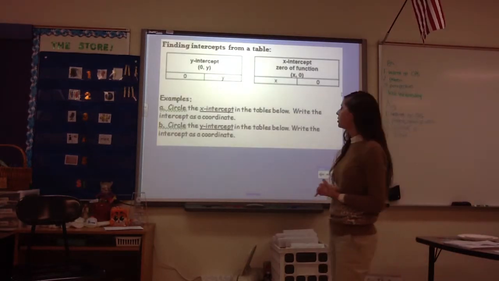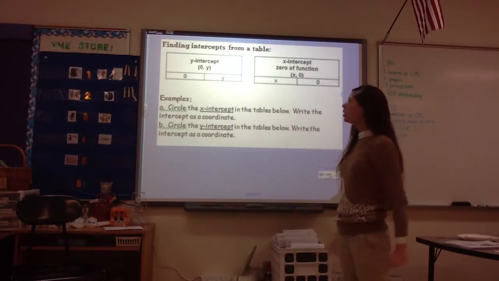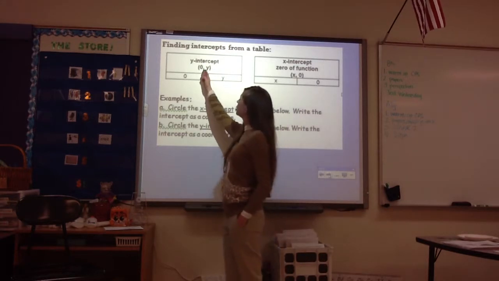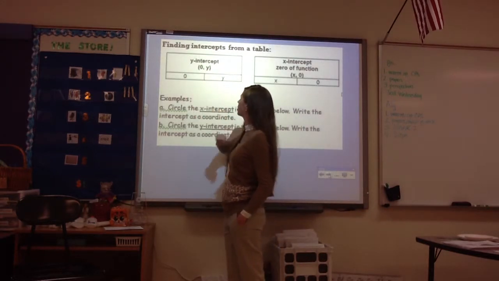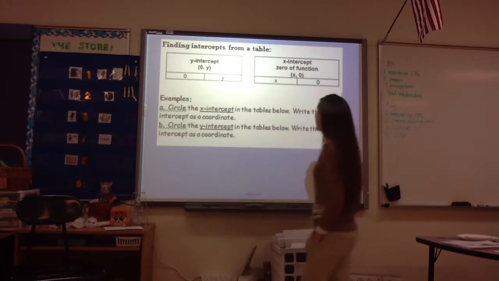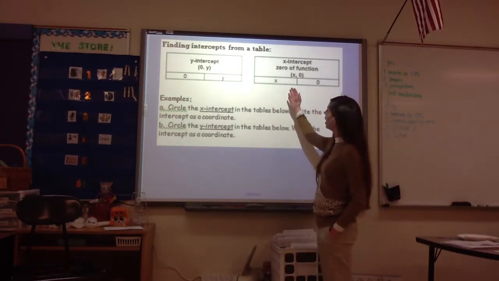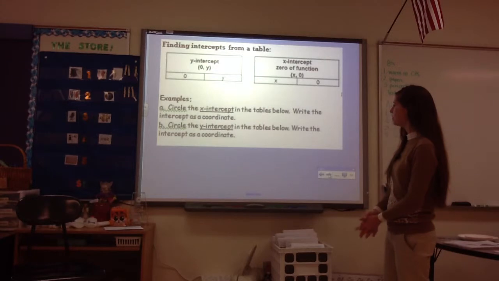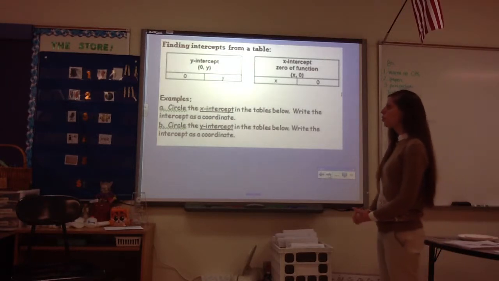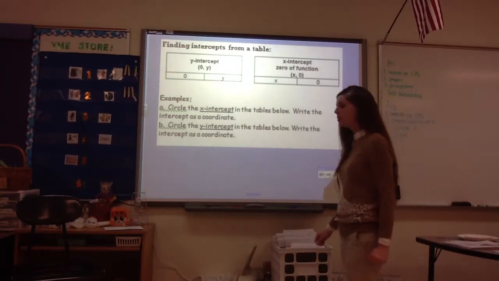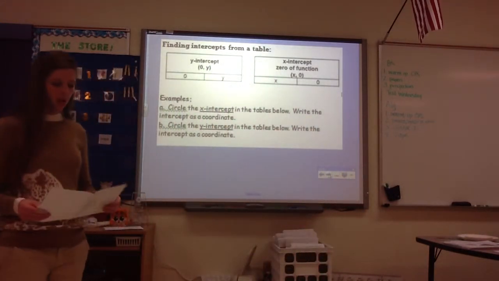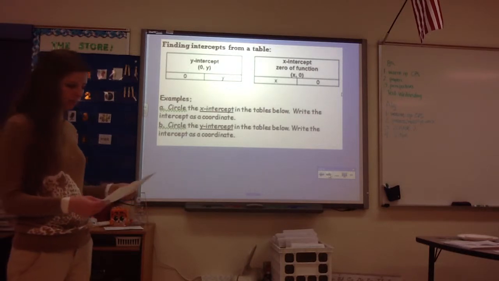Now we're going to look at finding the intercepts from a table. When you are looking at intercepts from a table, you are simply going to find your y-intercept, and that's where your x-coordinate is going to be 0. And if you're going to find your x-intercept, you're looking for where your y is 0. So we're going to circle the x-intercepts in the tables below and write them as coordinates, and circle the y-intercepts in the table below and write them as coordinates also. Please pause the video so that you have time to do that now.